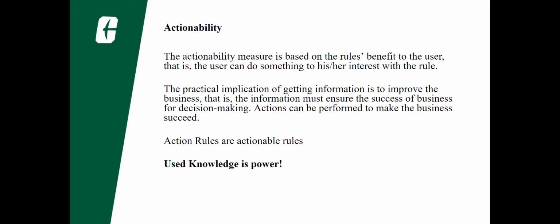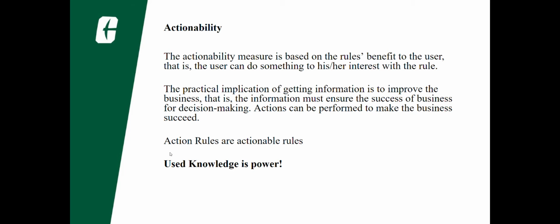And the thing to know about action rules is that they are actionable rules. And what that means is that they have actionability, which is a measure based on the rule's benefit to the user. That is, the user can do something to his or her interest with the rule. The practical implication of getting information is to improve the business. The information must ensure the success of the business for decision making, and actions can be performed to make the business succeed. So again, they're actionable rules, and they're not just acquiring knowledge, but they're acquiring actionable knowledge.